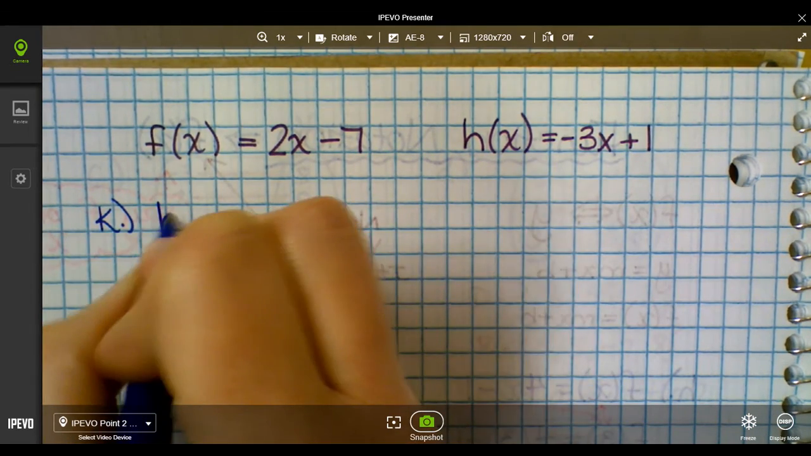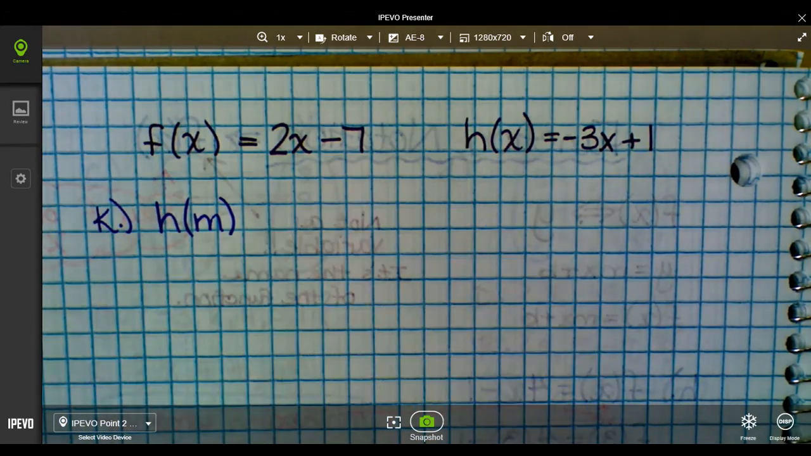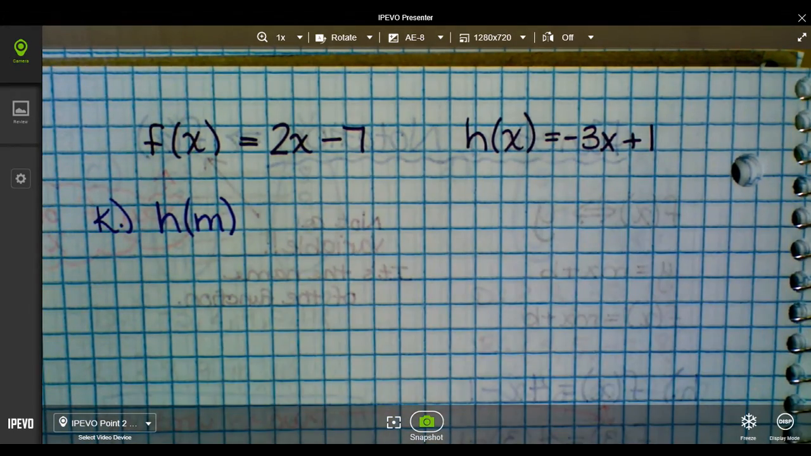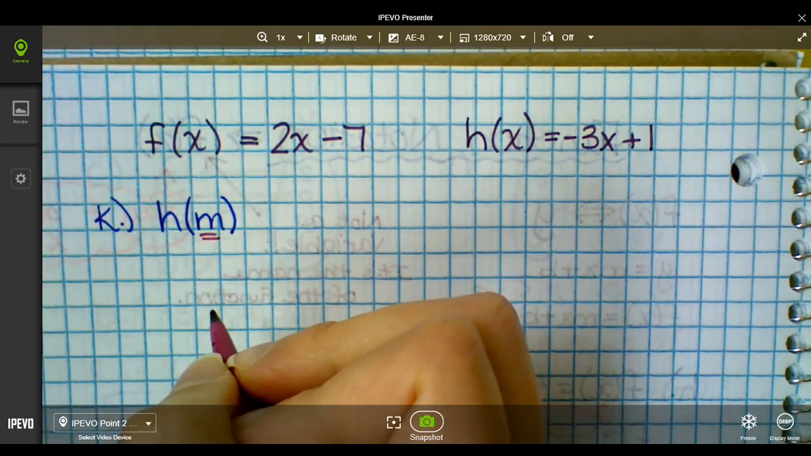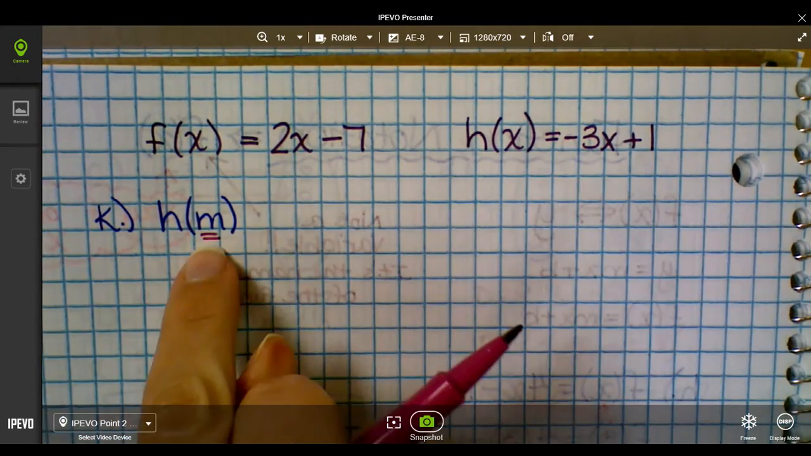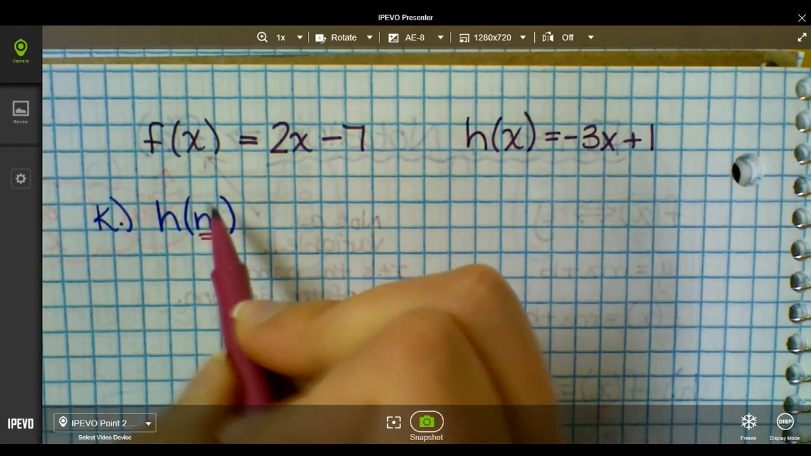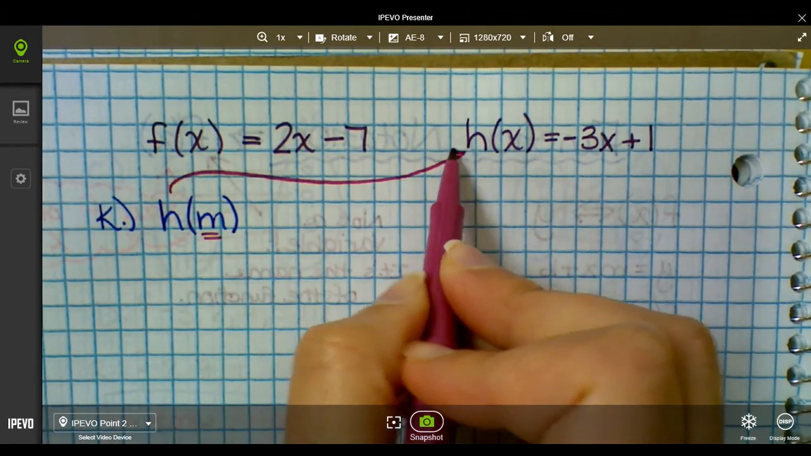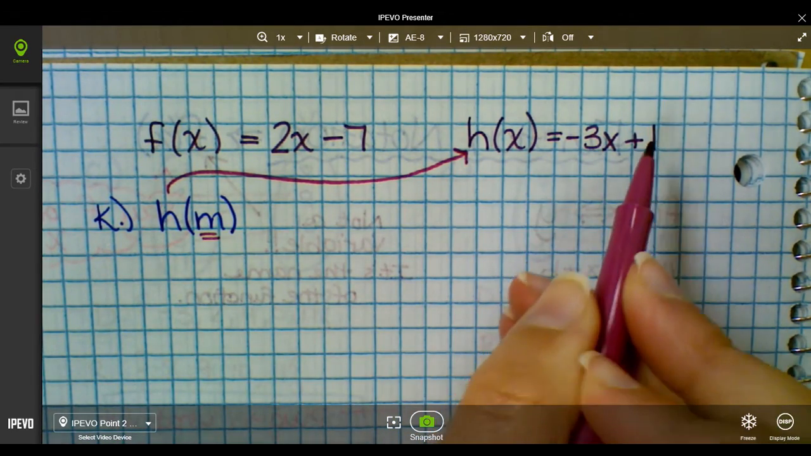All right, so now I want you to solve for h of m. And a lot of you guys look at this and think, what the heck? I don't know what I'm doing. You just have to tell yourself you are plugging in m, whatever's inside those parentheses, in for x in this h. So this one is going all the way over here. So I'm plugging in m for every x in h.